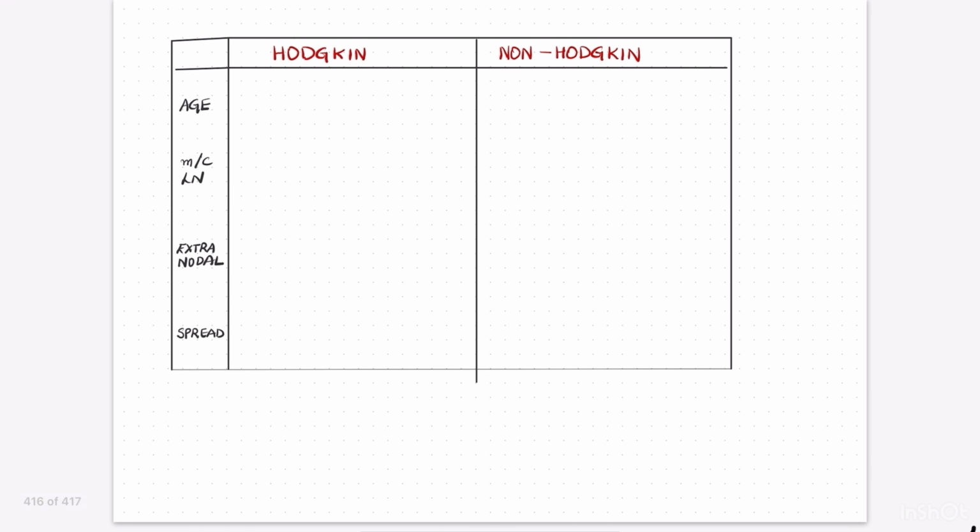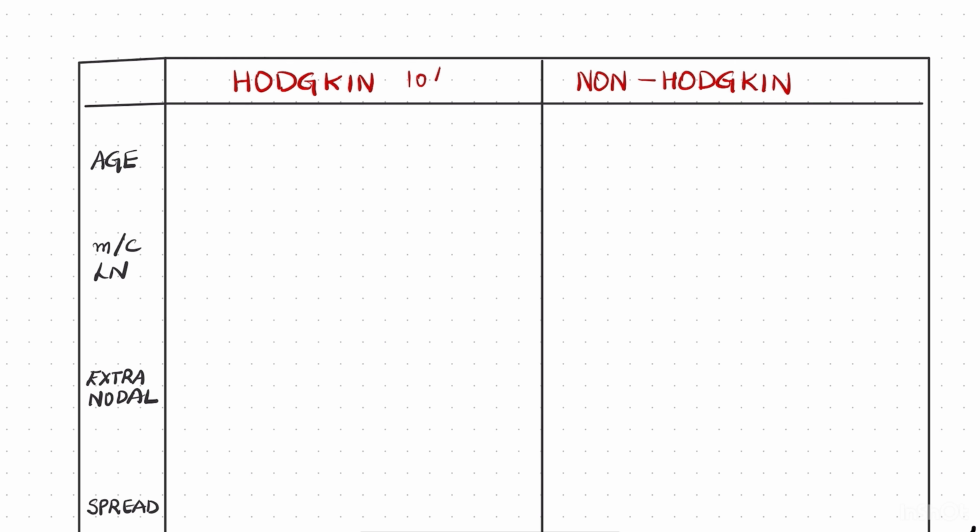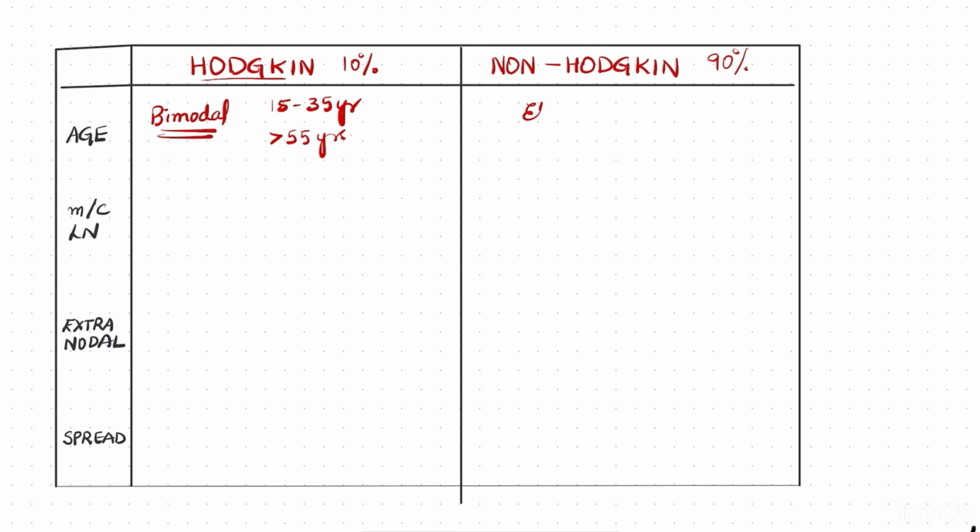Let us first differentiate what is Hodgkin's and what is non-Hodgkin's. Hodgkin's comprises 10% of all lymphomas, non-Hodgkin's the remaining 90%. And the age group affected, as we have discussed, Hodgkin's shows a bimodal distribution: first peak between 15 to 35 years, second peak in the elderly above 55 years. Non-Hodgkin's is always seen in the elderly above 55 years. There are no two peaks, there is a single age distribution.